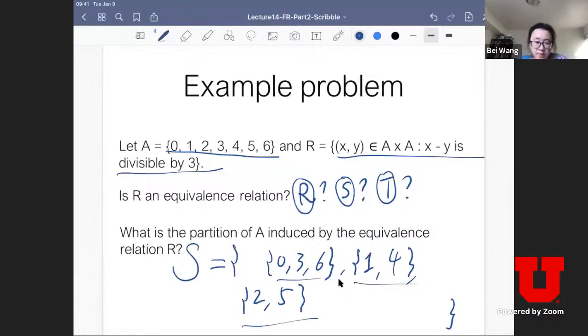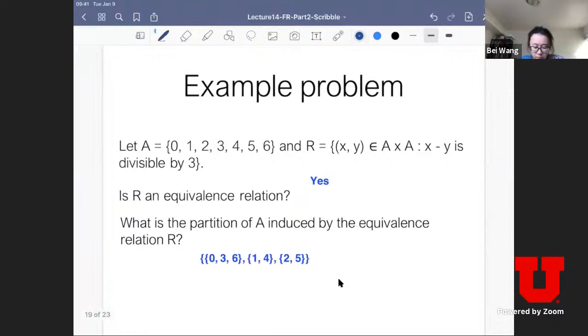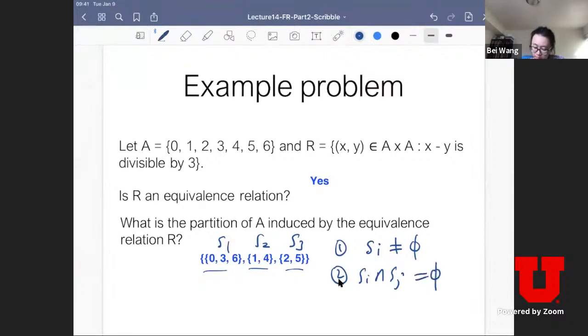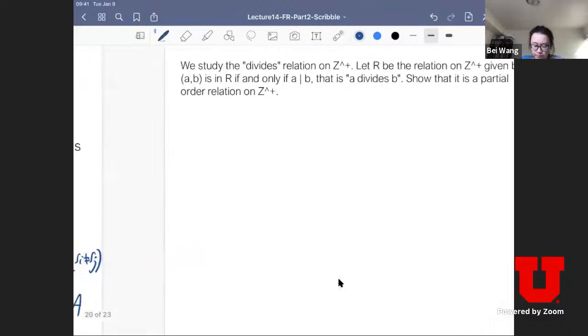Of course, you can check the property of a partition. Right? What is the property? Number 1, none of those sets is empty. This is S1, S2, S3. Number 2, for two sets that are not the same, their intersection is empty. And number 3, the union is equal to my set. Okay, so this is a partition induced by the equivalence relation. All right.